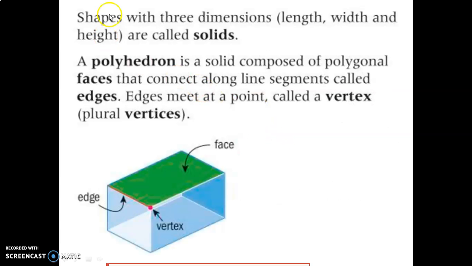Okay, so shapes with three dimensions, length, width, and height, are called solids. That's all 3D shapes. Polyhedrons are a specific type, which have polygonal faces, so all the faces are polygons, and they connect along line segments that are known as edges, and the edges meet at points called vertices.